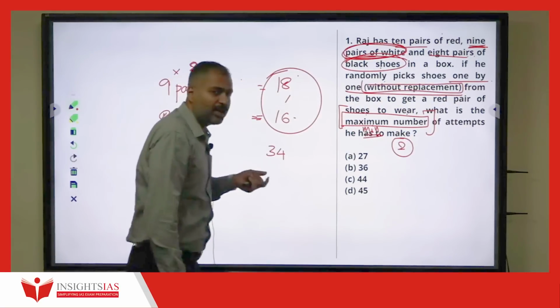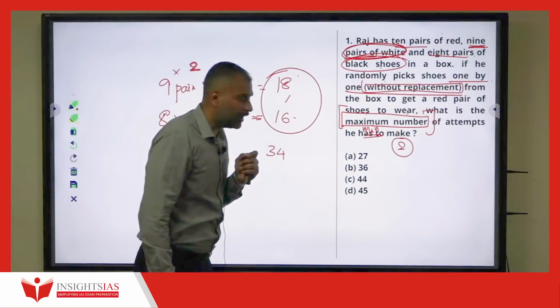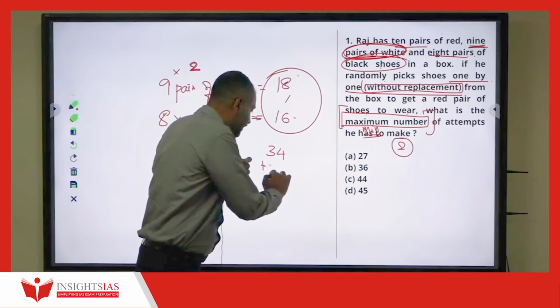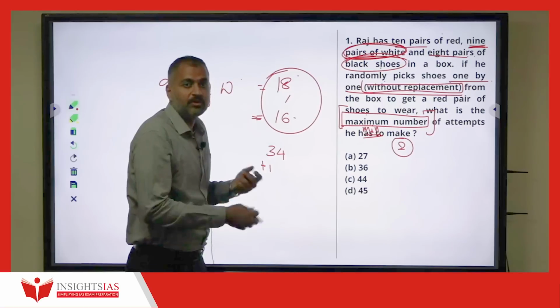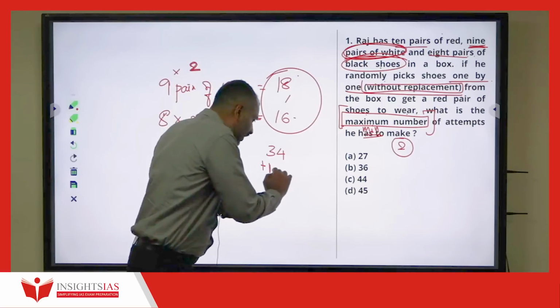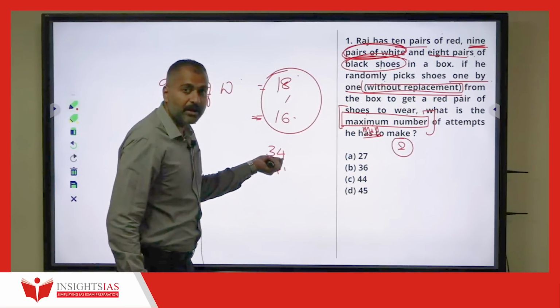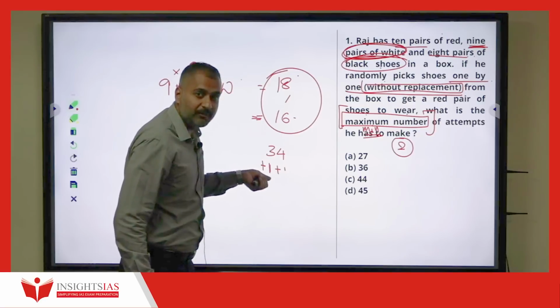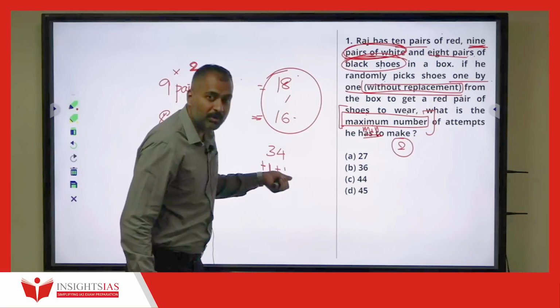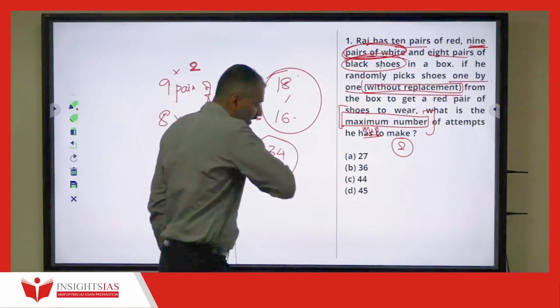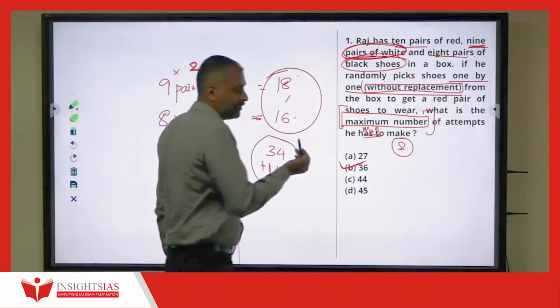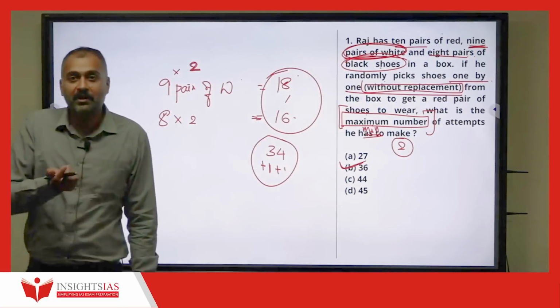Now by default, if he puts his hand in and removes a shoe, that shoe has to be a red one, but he cannot wear a single red shoe. To wear, he needs one more, isn't it? In these 34 attempts, none of them are red shoes. In the next attempt he has to get a red shoe, and if he removes one more shoe, he has to get a red shoe. So totally 36 attempts is the maximum. If he is given the minimum, then 2.